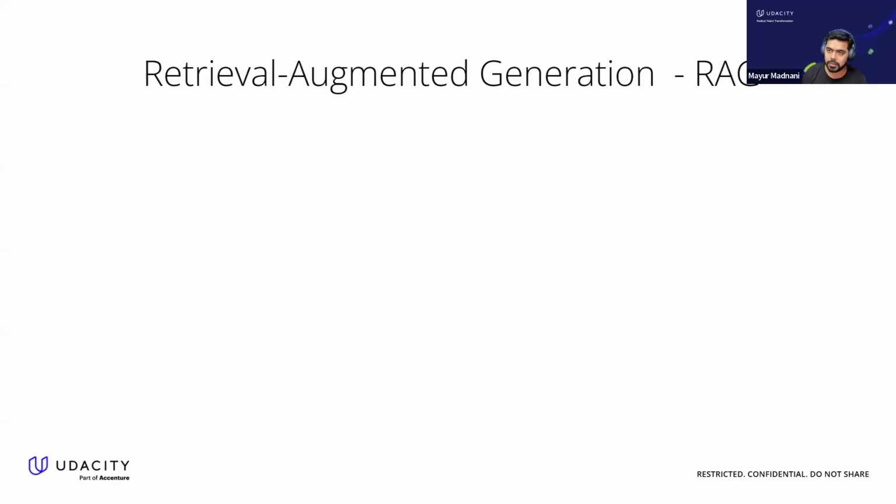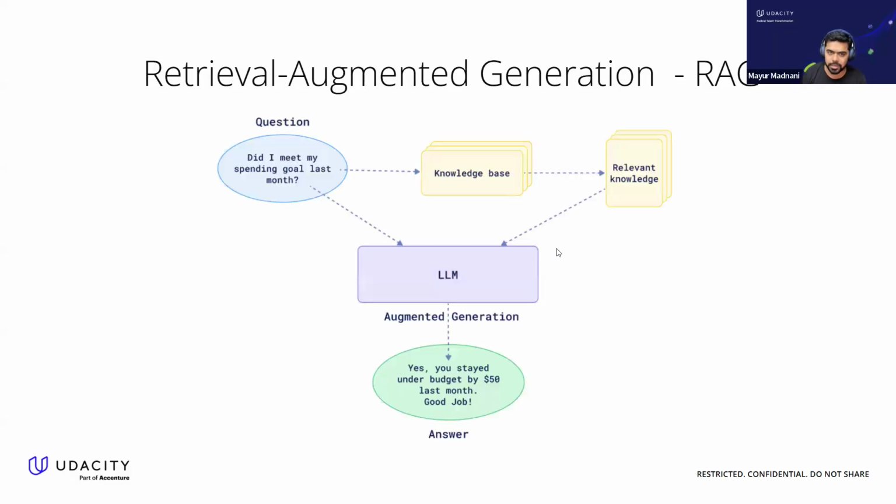So first we start with RAG, which is retrieval augmented generation, and I'll explain it with a very simple example. I might have a question: did I meet my spending goals or not? Right now, with this question, I may not assume that ChatGPT or Gemini would know this answer because they do not know what my spending habits are, or how much I have spent in the last month. So unless I give that information, the generative AI model would not be able to really address my question right away.